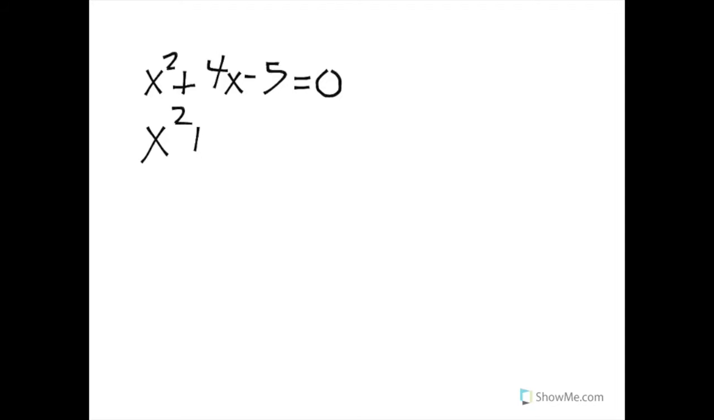First thing you do, always, remember what I told you guys. Move this guy over to this side. We're going to simply add 5 to both sides. So now you've got x squared plus 4x is equal to 5.